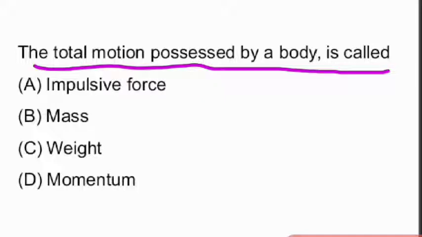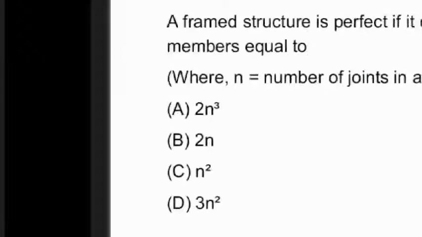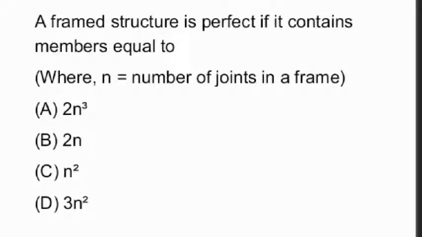Next one is, the total motion possessed by a body is called what? The total motion possessed by a body is called momentum. That is option D is the right answer. Momentum equals mass into velocity.